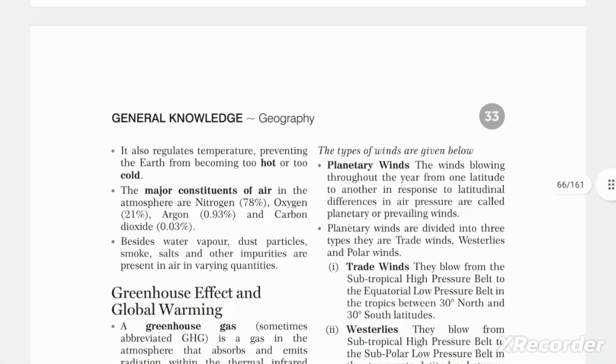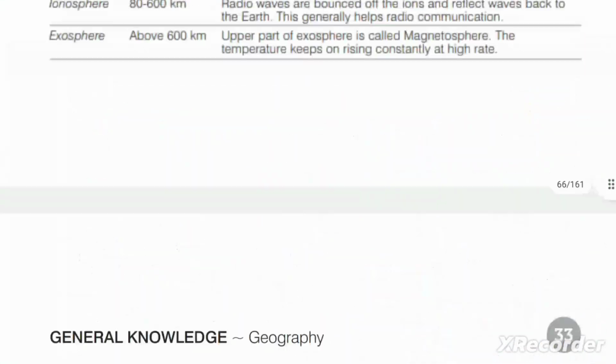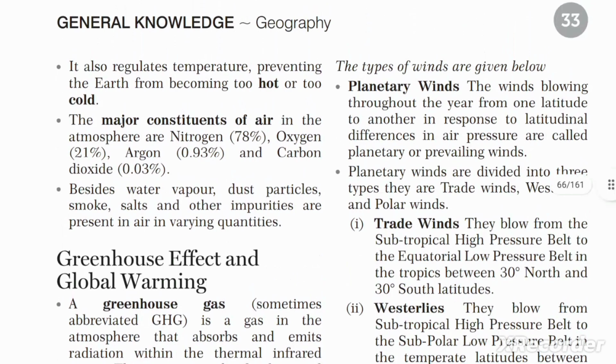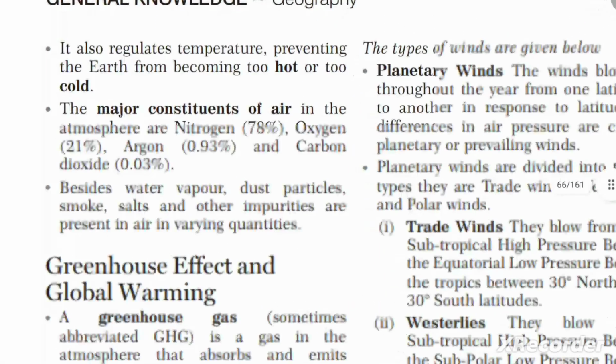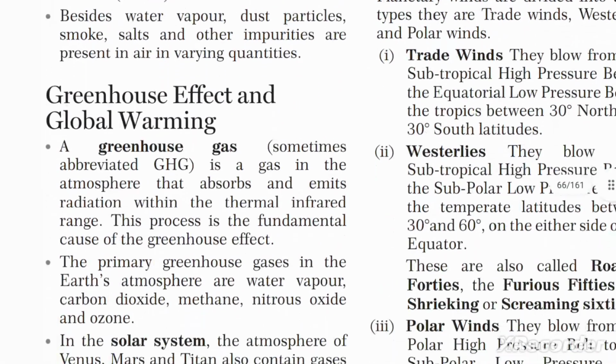It also regulates the temperature, preventing the earth from becoming too hot or too cold. The major constituents of air in the atmosphere are nitrogen 78%, oxygen 21%, argon 0.93%, and carbon dioxide 0.03%. Besides water vapor, dust particles, smoke, salts, and other impurities are present in air in varying quantities.